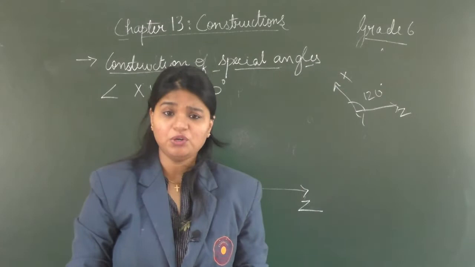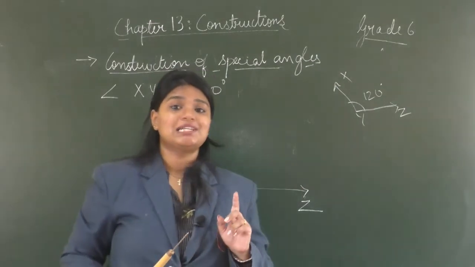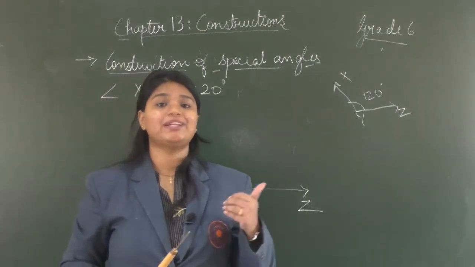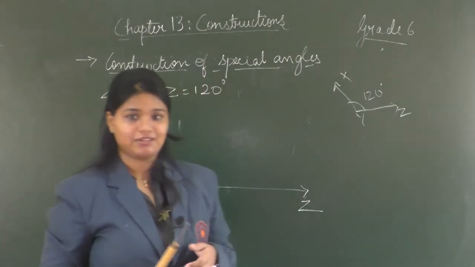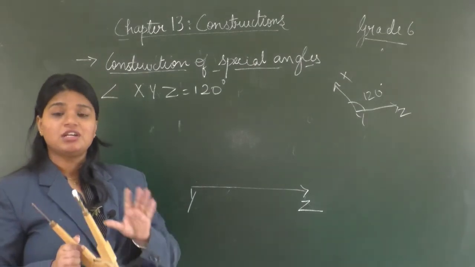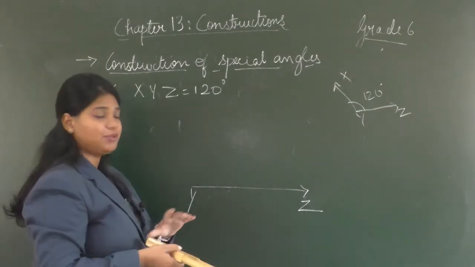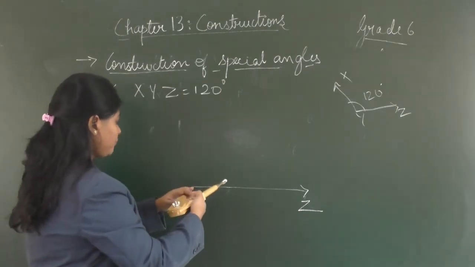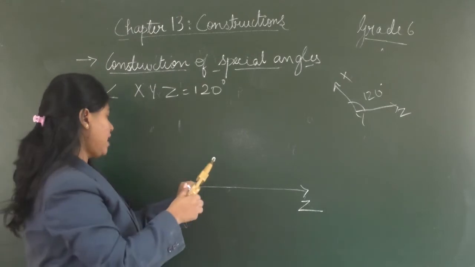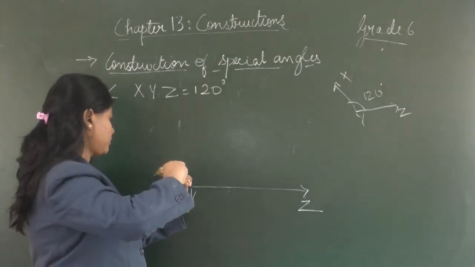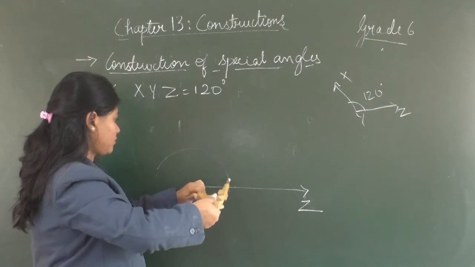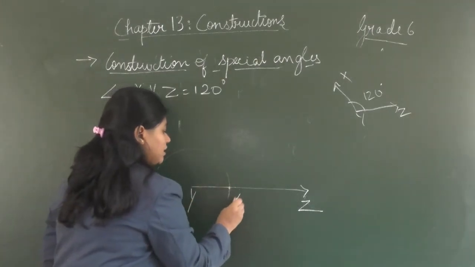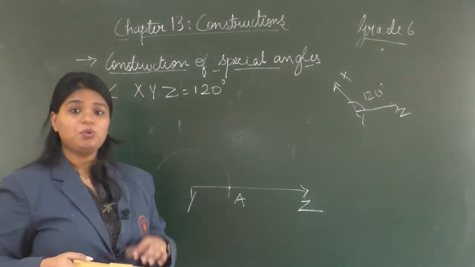Now we know that 120 is the double of 60 degree, right? Now we will follow the same procedure that we followed while constructing an angle of 60 degree. So what we did, we first took the compass and opened a certain measure, then placed the needle on Y and we will form an arc. So here I have drawn an arc and I am naming this as A.